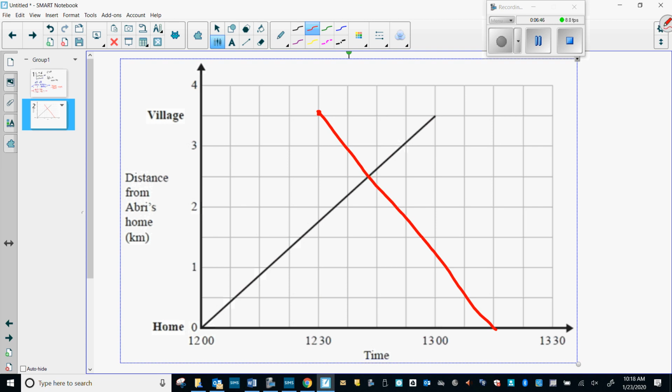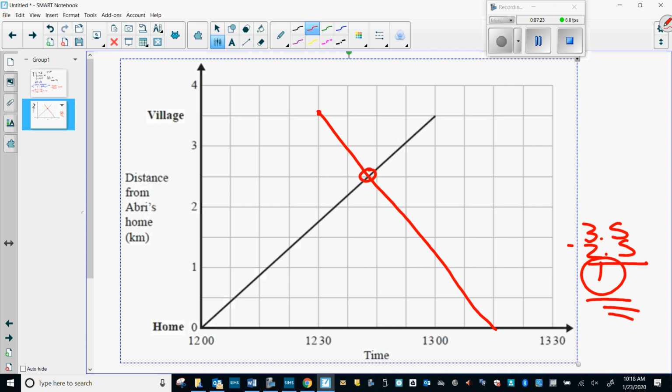Then it says how far from the village were Alfred and you when they passed each other. So the key is how far from the village. Here's the village, and here's when they passed each other. How many kilometers away was he? 2.5. And the village is right here at 3.5, so you do 3.5 minus 2.5 equals 1. So 1 kilometer away.